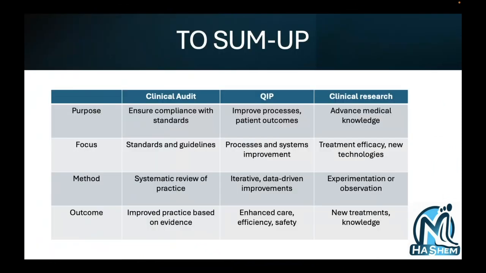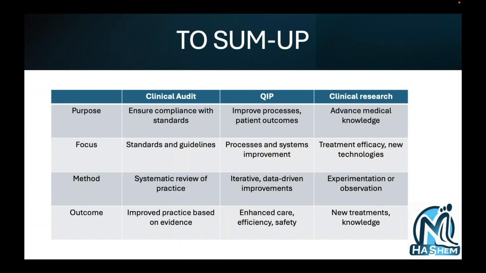So to sum up, there are 3 quality projects: clinical audit, quality improvement project or QIP, and clinical research. All 3 aim to improve quality. The audit improves quality by making you compliant with the standards or guidelines. The quality improvement project makes you improve your process and patient outcome. And clinical research is advancing medical knowledge and introducing new ideas and treatments.